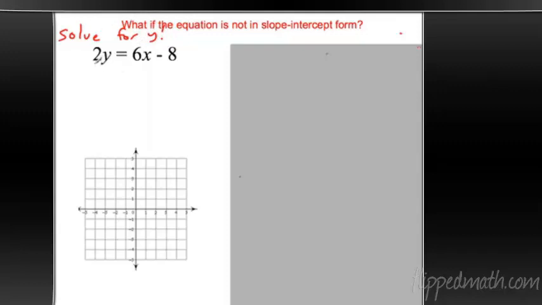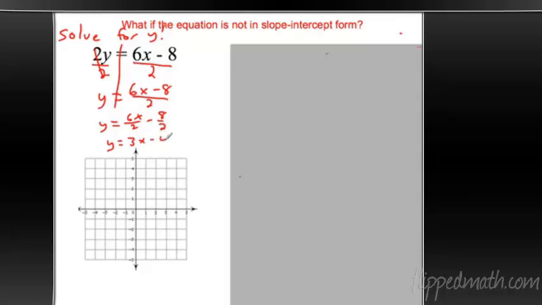So to get y by itself, what do I got to do in this case? I like to draw this line down here. I'm going to divide both sides by 2. So the 2's cancel. I'm left with y equals 6x minus 8 divided by 2. And I can split this up as 6x divided by 2 minus 8 divided by 2. And can I simplify that a little bit? Sure, 6 divided by 2 is 3, so I have 3x. 8 divided by 2 is 4, so I have minus 4. Now I am in slope-intercept form.